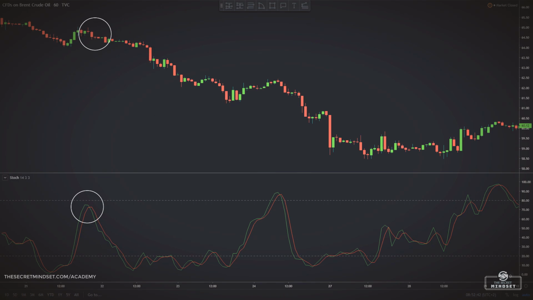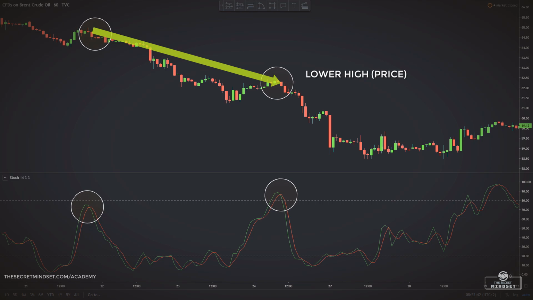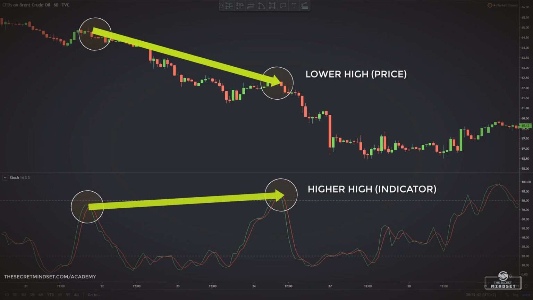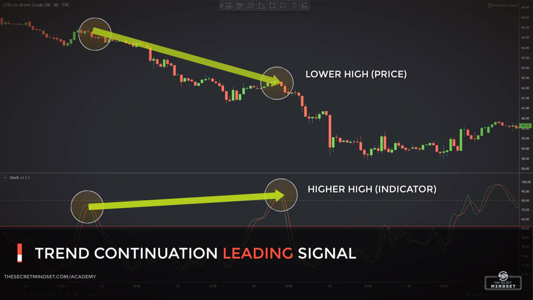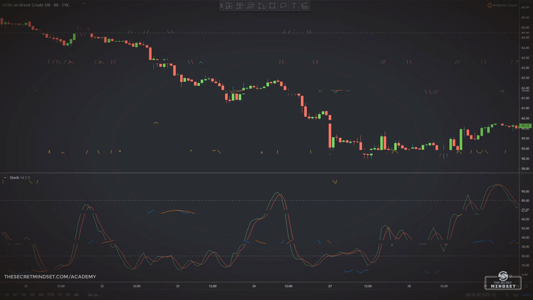And here's another hidden divergence, this time with the stochastic. Recent price action indicated a downward momentum, with the price making lower highs. However, despite the fact that the price was making lower highs, the stochastic recorded higher highs, thus forming a hidden divergence and signaling that bears were in a strong position to enter the market. Of the two types of divergence, regular and hidden, the hidden divergence represents the higher probability pattern. This is based on the fact that the hidden divergence is a trend continuation leading signal.